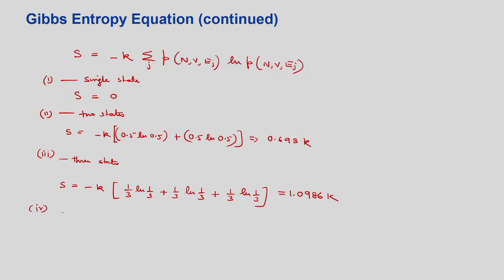Like that, if you go towards 10 states, your entropy will be further higher. If I don't want to write the probabilities again, it will be 2.303 k. So again it increases. So this one keeps on increasing the entropy, which is true. As the number of accessible states increases, your values will also increase.